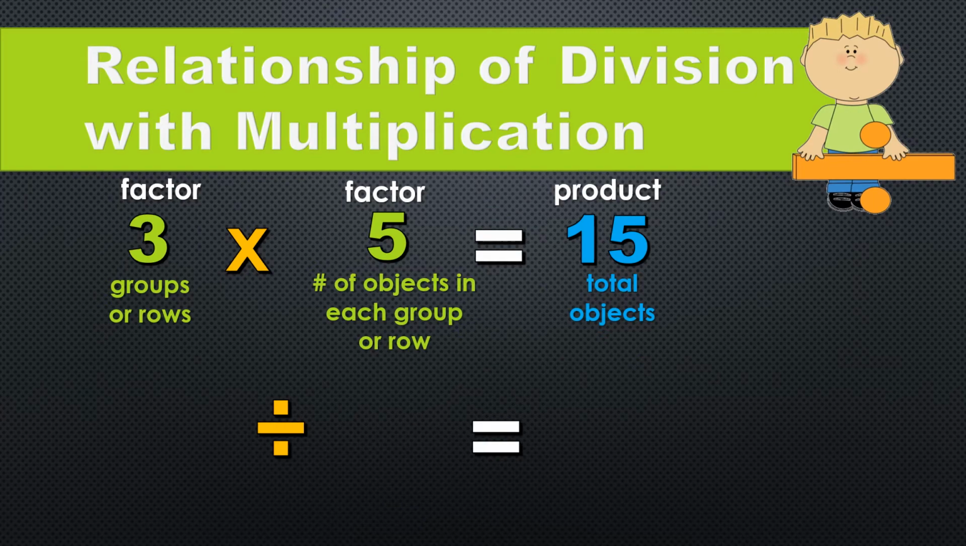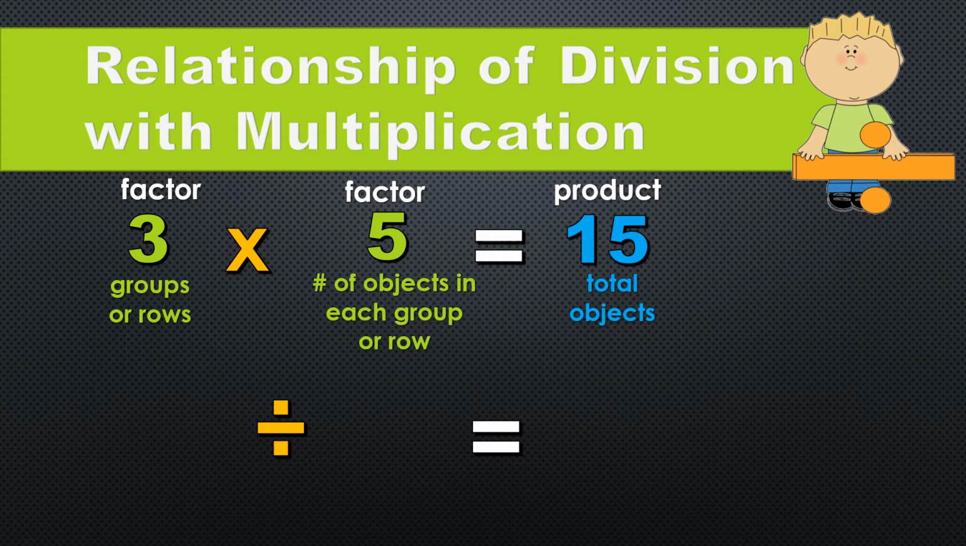So let's think about how division and multiplication are related to each other. So far, we know that we have a factor, which could be our groups or rows if it's an array. Our second factor tells us how many objects are in each group, and once we take all those objects and put them together, we get a product, or a total number of objects.